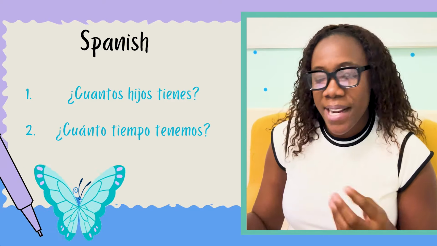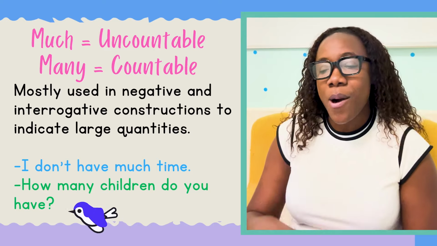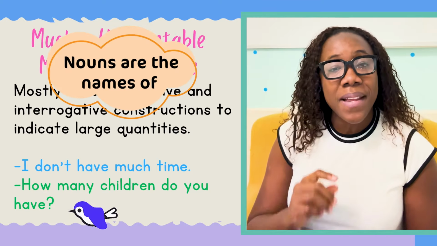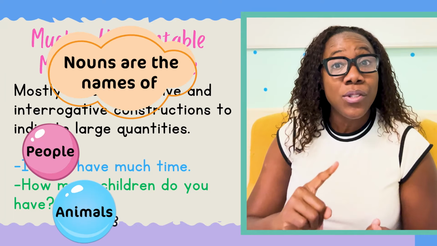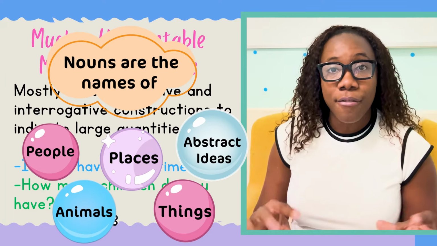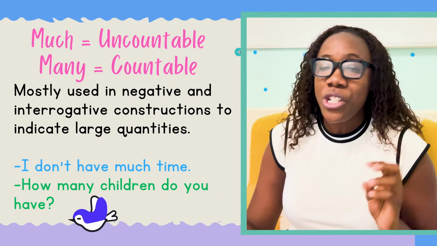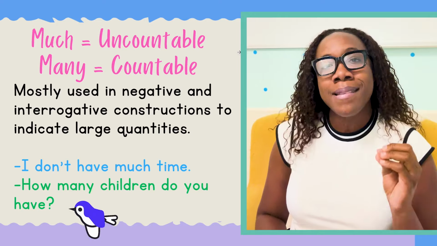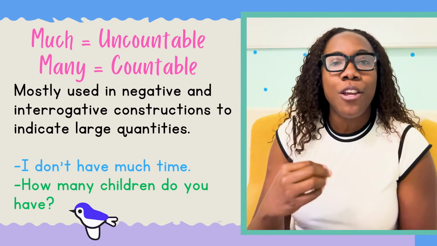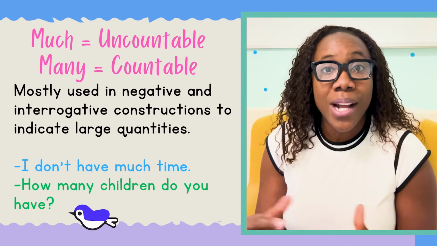So what's the difference? Much is used when we're talking about uncountable nouns. Remember that nouns are the names of people, animals, places, things, and abstract ideas like love, respect, appreciation, adoration, etc. So much is used with uncountable nouns, things you cannot necessarily count. It would take you too much time to count them, or it would be impossible to count them.